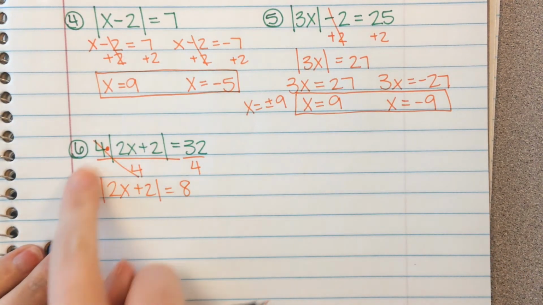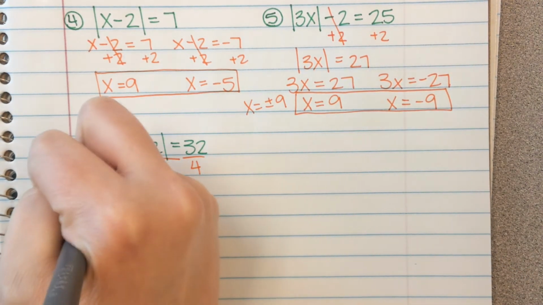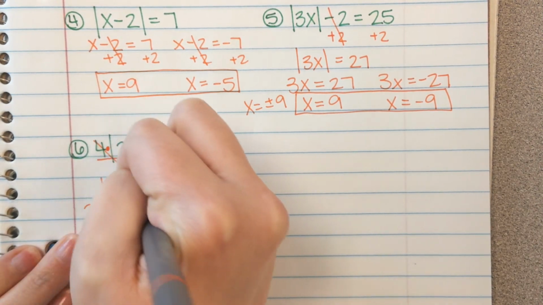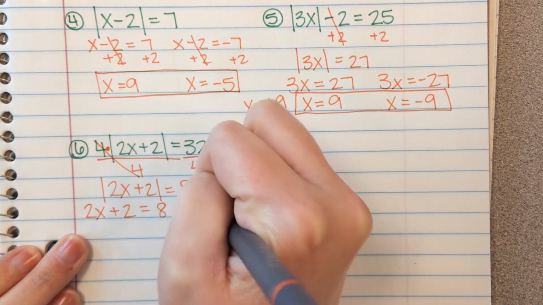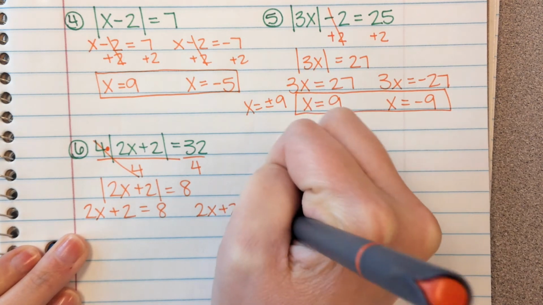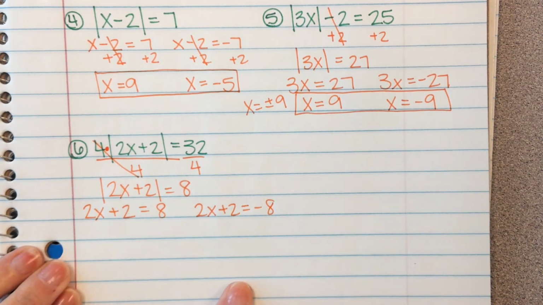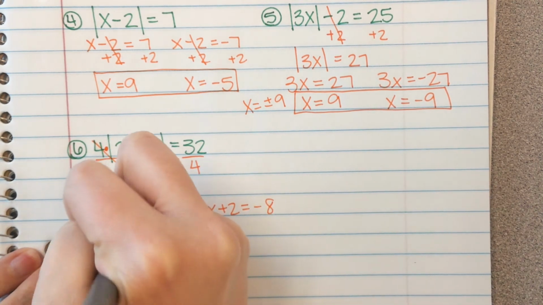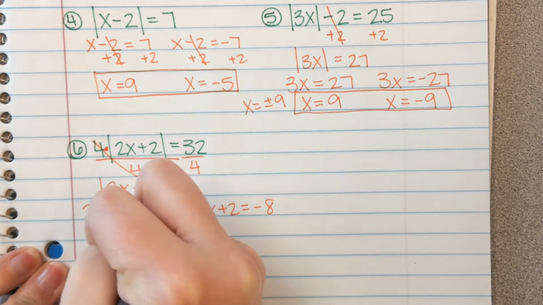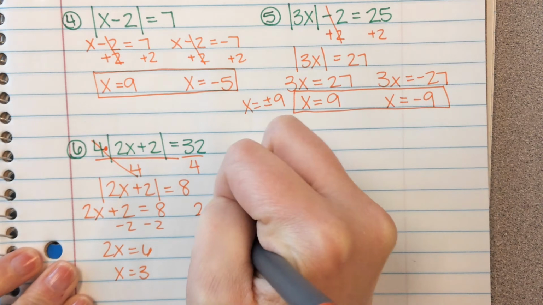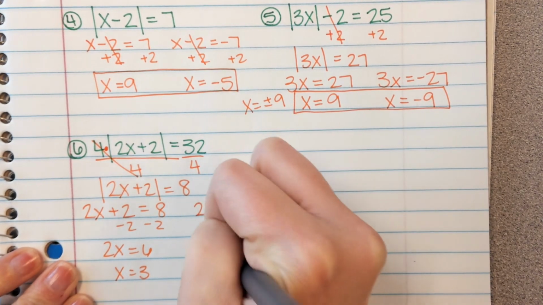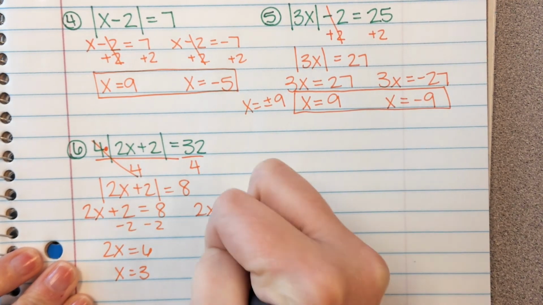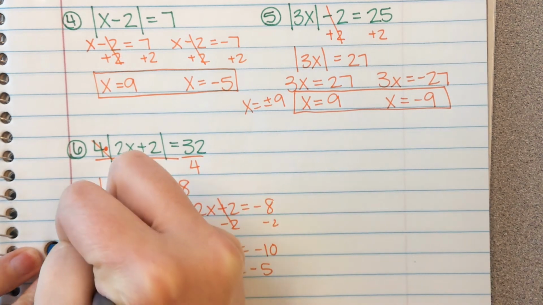Then you don't have anything else on the outside of the bars, so make your two equations. 2x plus 2 equals 8. 2x plus 2 equals negative 8. Solve each of those two-step equations. So subtract 2, and you have 2x equals 6, so x equals 3. The other one, subtract 2, you've got 2x equals negative 10, so x equals negative 5.